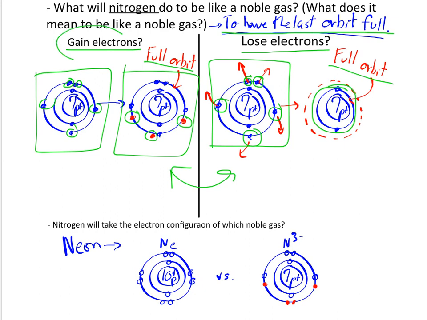So this is what nitrogen is going to do. It's going to gain electrons all the time. But that's the case of nitrogen. They're not all like that. And nitrogen will take the electron configuration of which noble gas?